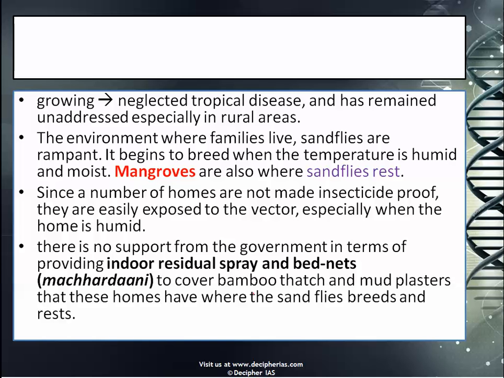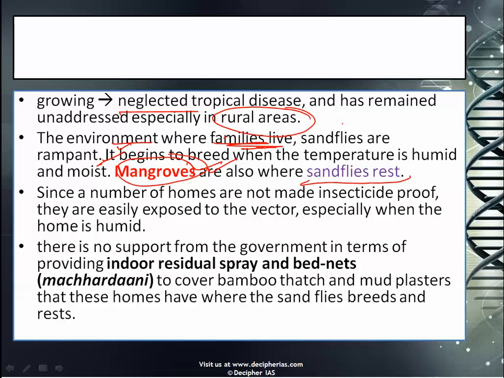So the problem, or the growing mortality due to this disease, is due to its neglected nature, otherwise it would have been eliminated. So it remains unaddressed, especially in rural hamlets. The environment where these rural families live has rampant sand flies, huge breeding of sand flies there. For example, mangroves, where the sand flies rest.